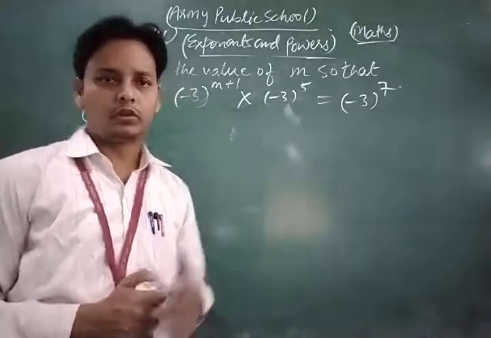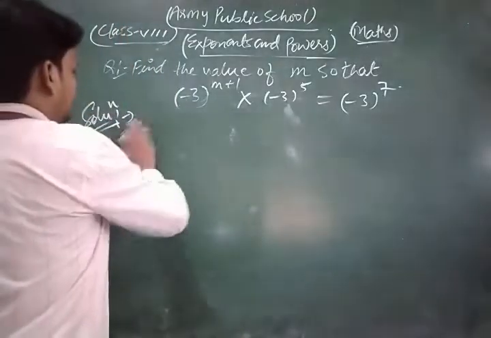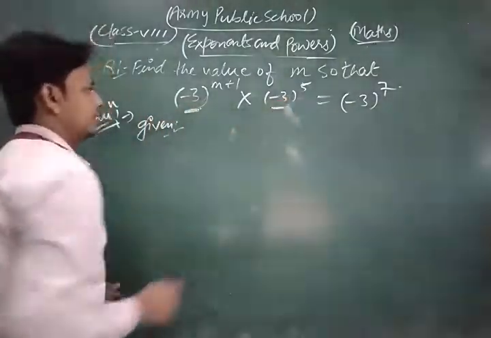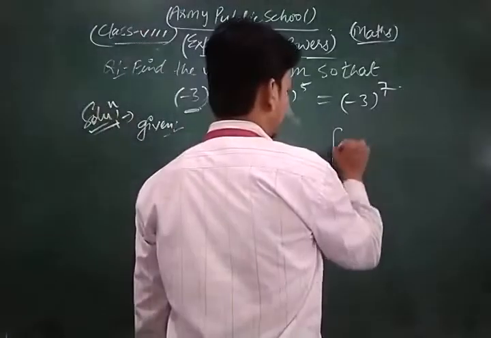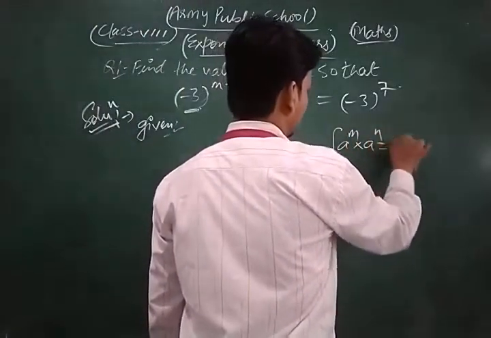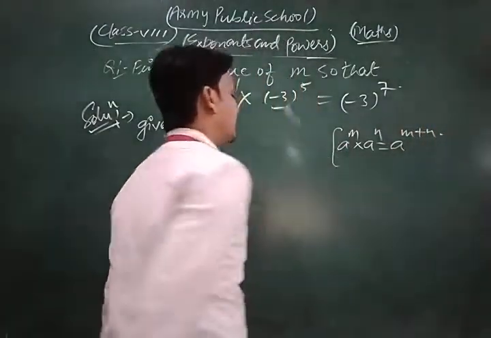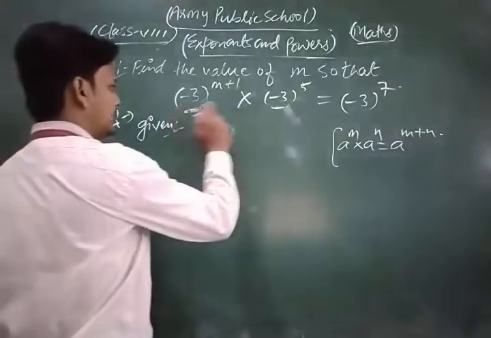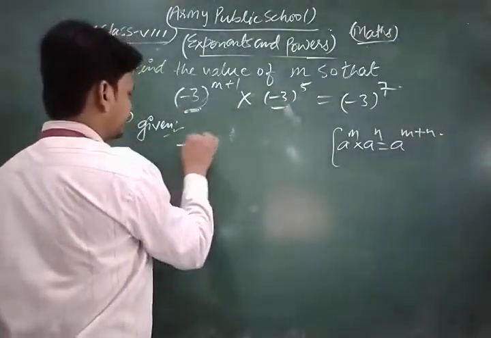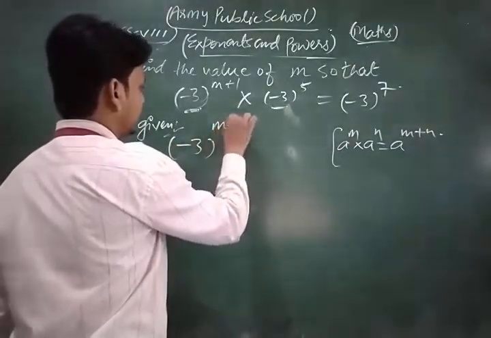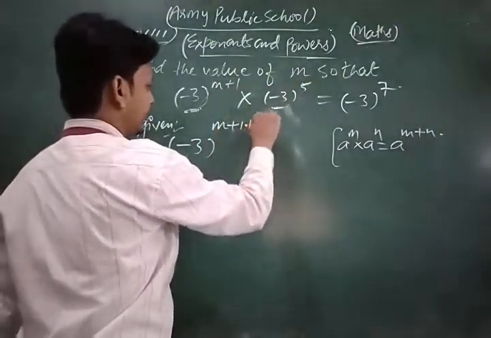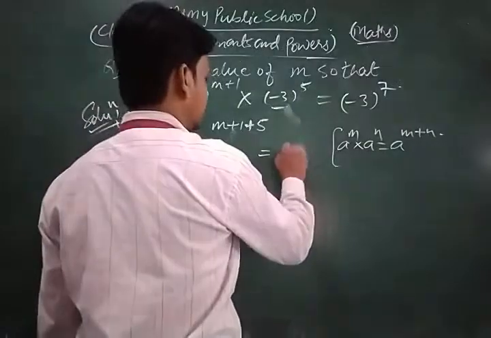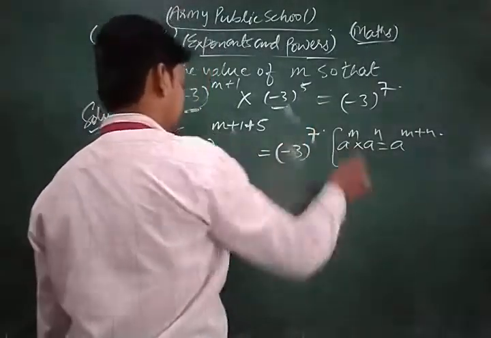And for that question we find the value of m. Now look, first of all let's see what is given. Here the bases are the same, and if the bases are the same, you know that a power m into a power n is equal to a to the power m plus n. So here this is minus 3, the bases are the same, so we can write minus 3 to the power m plus 1 plus 5, and on the right hand side we can just write minus 3 to the power 7.